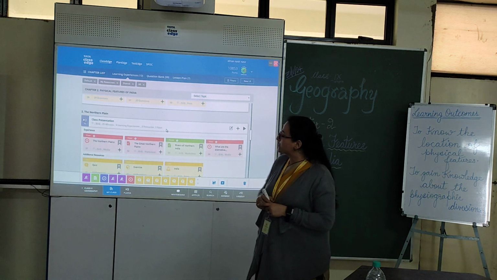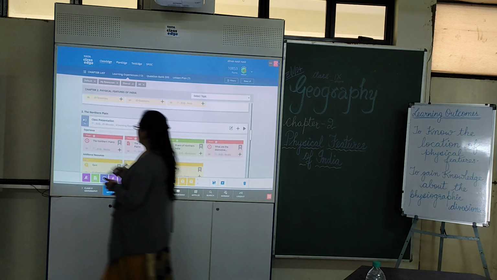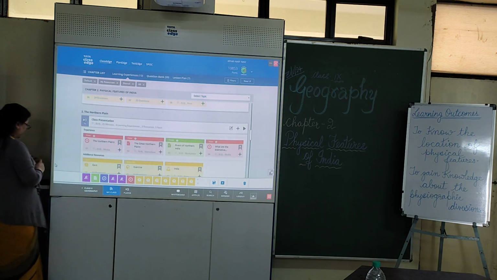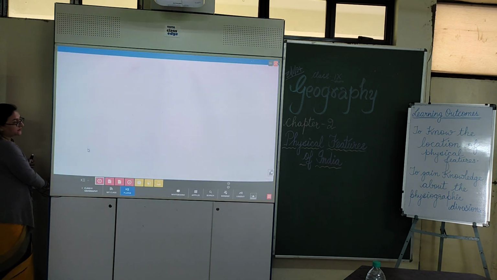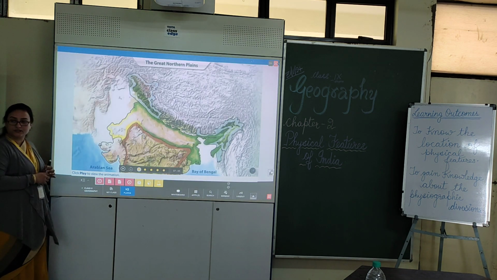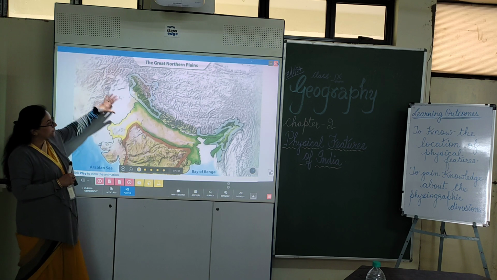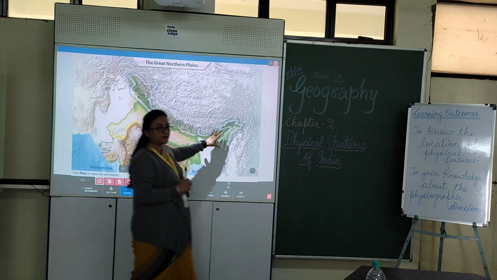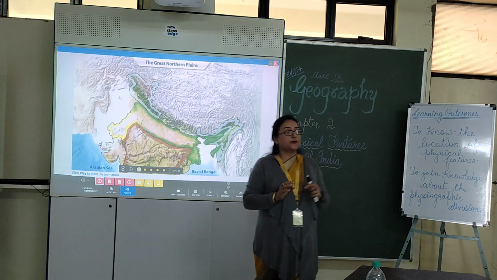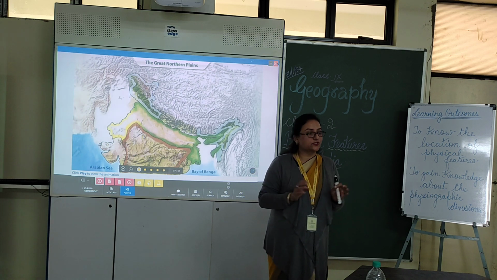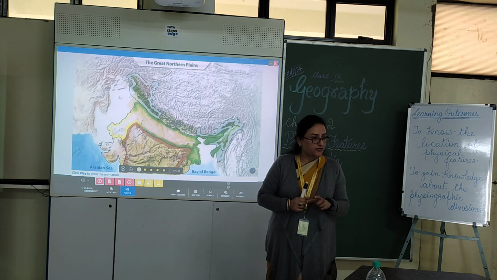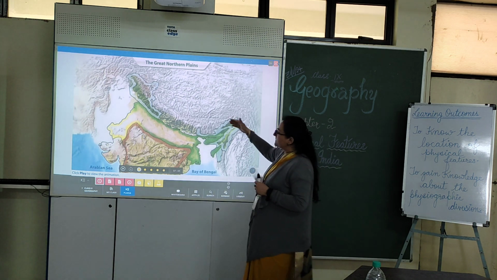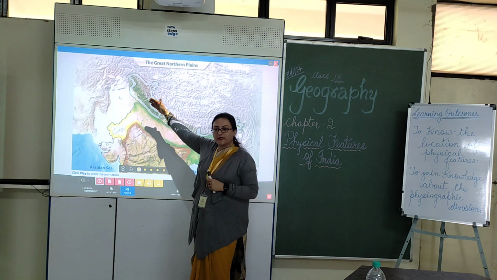Yes, very good. So here we see that the northern plains have been formed with the network of rivers which are coming from the Himalayas. Am I clear to everyone? So these plains, the northern plains, have been formed due to the deposition of alluvial soil, or alluvium, which is brought down by the river network.